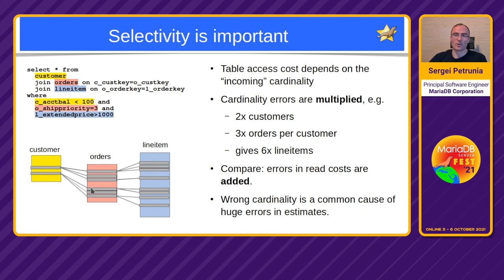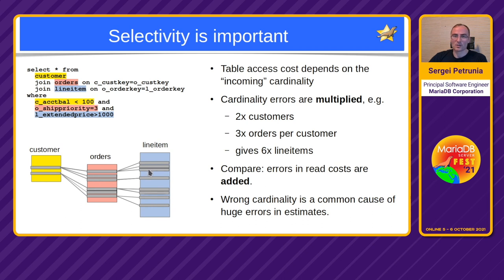For example, if you've got twice as many customers of interest, then you will have to read twice as many orders, and it will be twice as expensive. Now, suppose the optimizer made an error, and it thinks it will get two times as many customers as it will actually get after applying the condition on customer. That means that we will also think that we'll scan twice as many orders. And then if the optimizer makes another error and thinks each order has three times as many items in it, this will end up in reading six times, two times three, as many items from the line item table. That is, the cardinality errors spread from one part of the query plan to another, and they are multiplied.